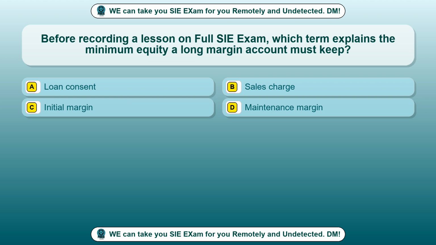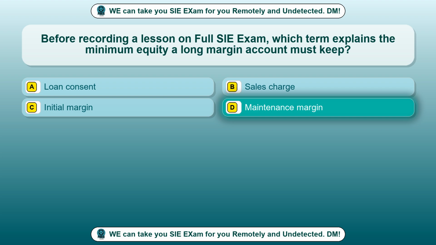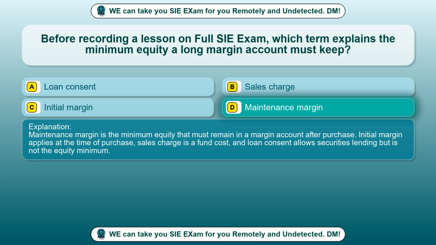Question 76. Before recording a lesson on full SIE exam, which term explains the minimum equity a long margin account must keep? Option A, loan consent. Option B, sales charge. Option C, initial margin. Option D, maintenance margin. The correct answer is option D, maintenance margin. Maintenance margin is the minimum equity that must remain in a margin account after purchase. Initial margin applies at the time of purchase, sales charge is a fund cost, and loan consent allows securities lending but is not the equity minimum.